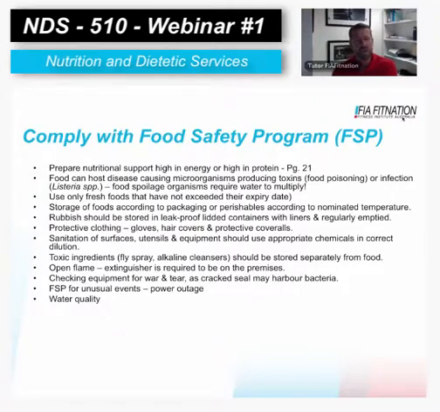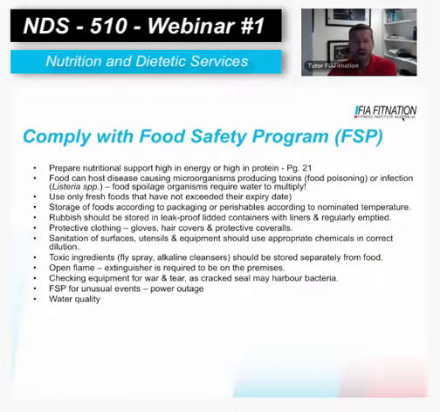If you do have an open flame, it's important that there is an extinguisher on the premises. Checking equipment for wear and tear, as a crack or seal, especially in rubber seals, obviously can harbor bacteria.